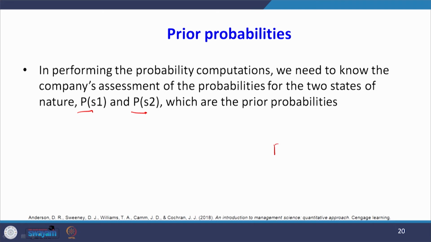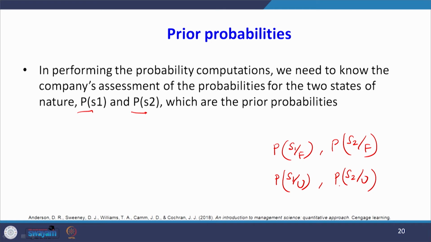So, P of S1 given F is our posterior probability, and P of S2 given F is also a posterior probability when the report is favorable. P of S1 given U and P of S2 given U are posterior probabilities when the market research study report is unfavorable. We have to find out these values, P of S1 given F and P of S2 given F.